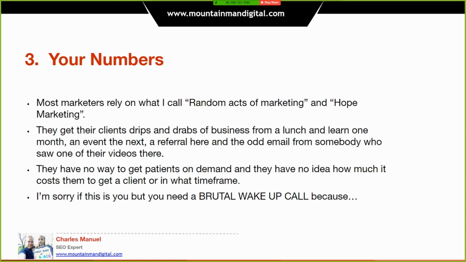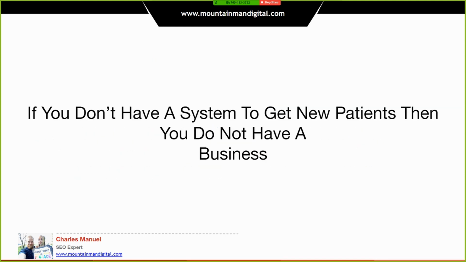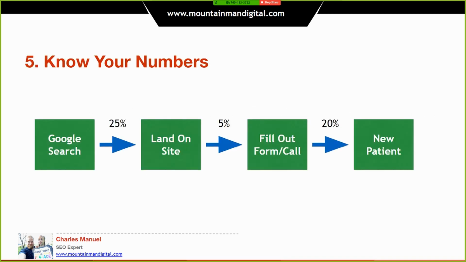Most marketers that I know rely on what I call random acts of marketing or hope marketing. They get their clients drips and drabs of business from a lunch and learn or an event or a referral code or an odd email campaign, and they have no way to get it consistently. And they just can't seem to figure out why. For a lot of these guys, they just don't have a system. And if you don't have a system to get new patients in, then you don't have a business. So it's so important to know your numbers.